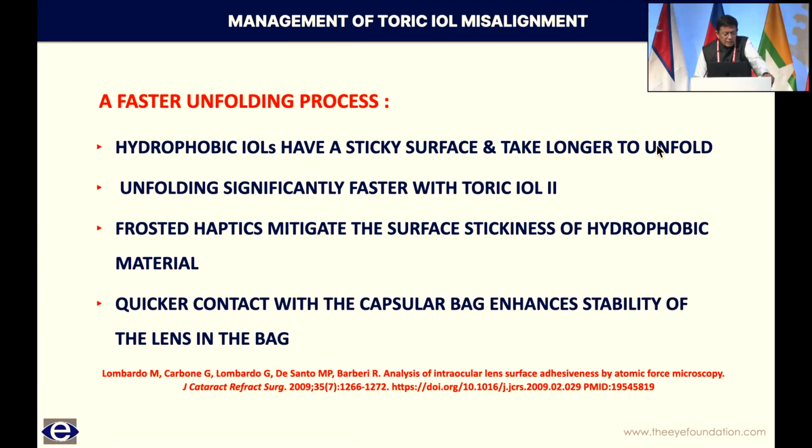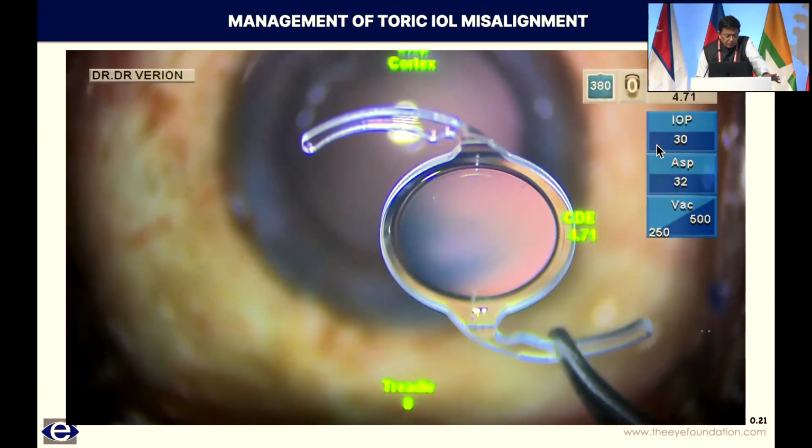This also has a collateral advantage. All of us know that in hydrophilic lenses, the haptic and the optic have less propensity to stick to each other. In hydrophobic lenses, there is greater tendency to stick, and sometimes we spend some time separating the haptics from the optics. Once you have the frosted haptics, the tendency for the haptics to stick onto the optics is also reduced, and they tend to unfold and go into the fornix of the equator quite faster. Because of this, again, the tendency to shift might be reduced.